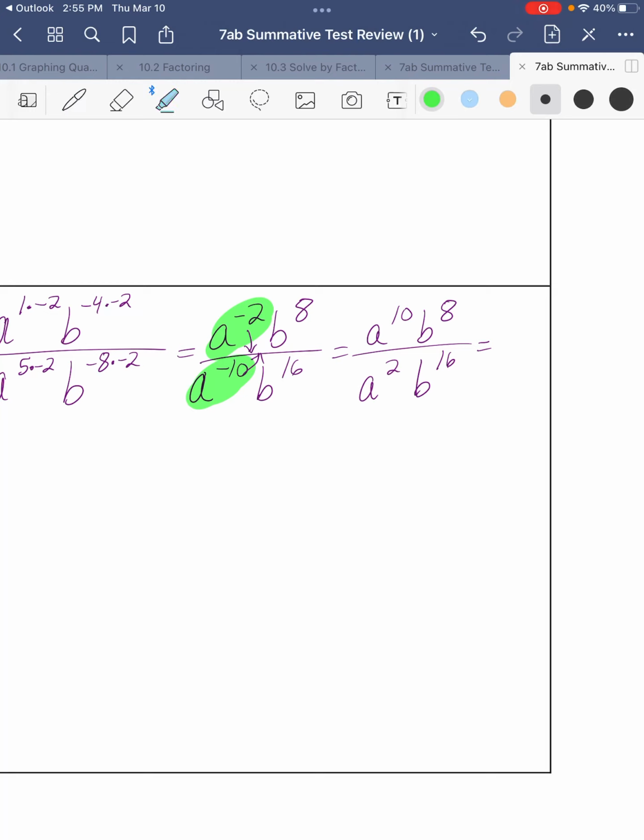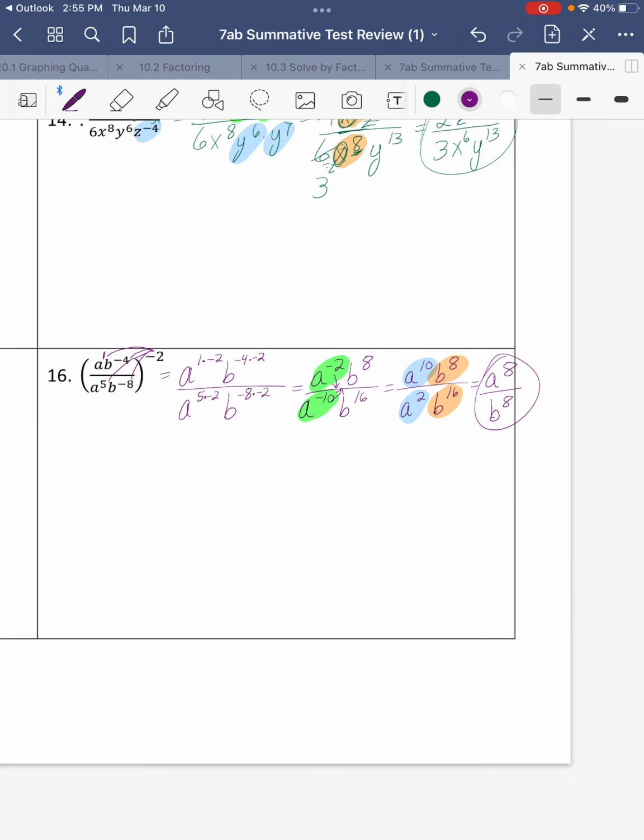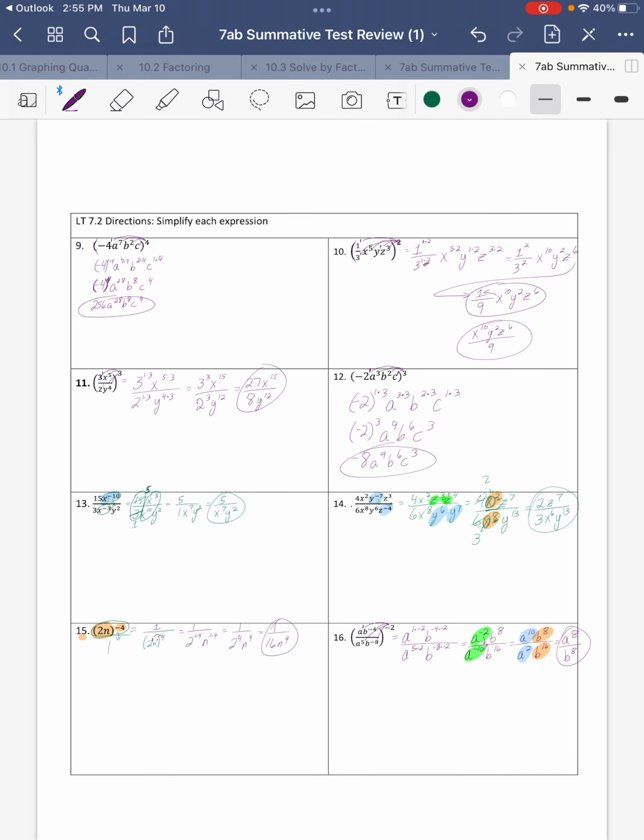Now we have our like bases. Subtract those exponents. 16 minus 8 is 8. And there's your final answer.